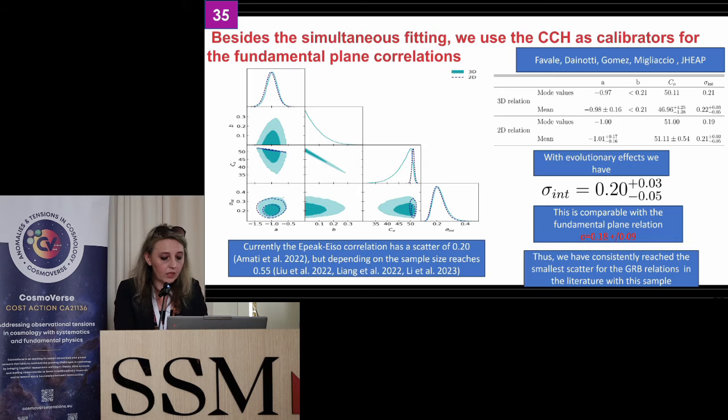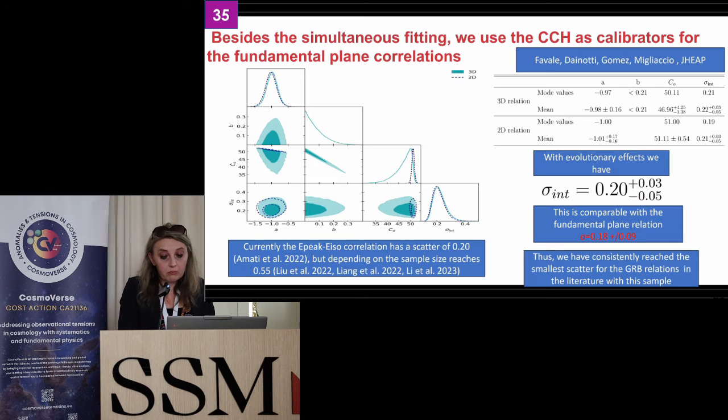The interesting point here is that we obtain a similar scatter of the relation to the one we have when we consider the vanilla lambda CDM model, and the scatter is 0.20. So this relation is currently among the tightest correlations in the literature, and this is an invitation, if you would like, to open up to the use of gamma ray bursts. I'm happy to provide the sample. We also have an extended sample for this analysis.